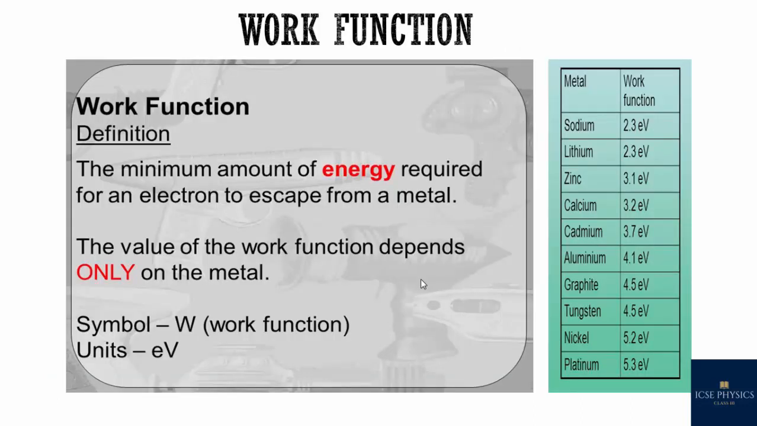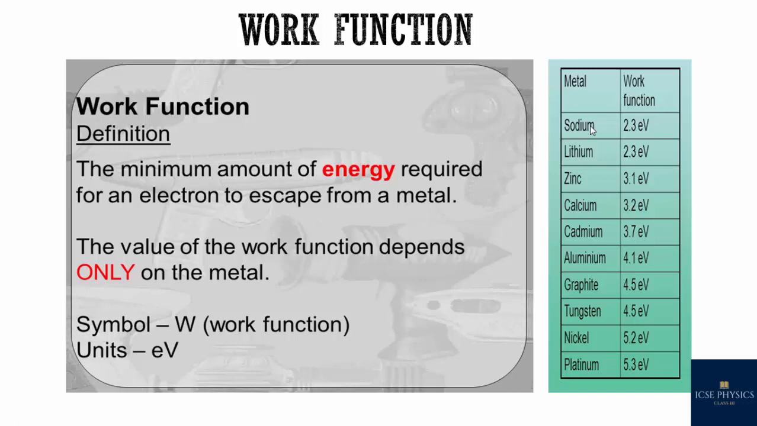Now, what is work function? Work function is the minimum amount of energy required for an electron to escape from a metal. Sodium is a metal, right? If I supply 1 electron volt, then no electron will be emitted from sodium. I have to supply a minimum of 2.3 electron volt or more than that so that an electron from sodium can escape out of the sodium metal.